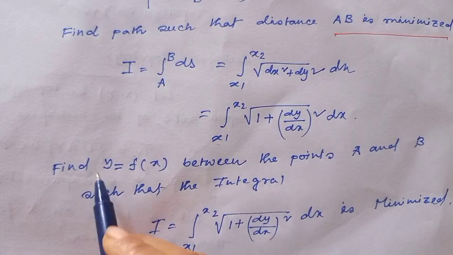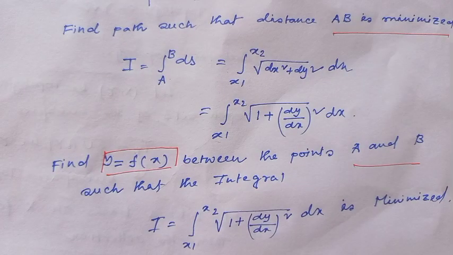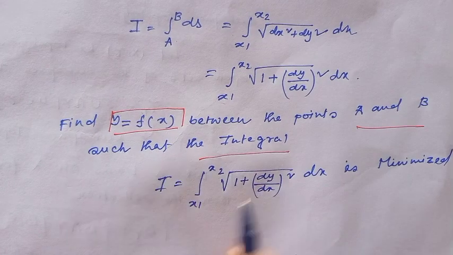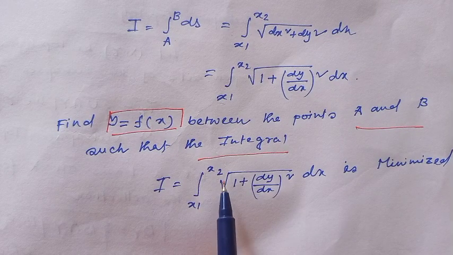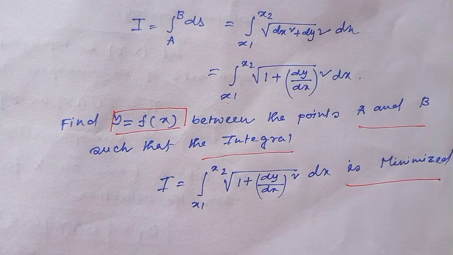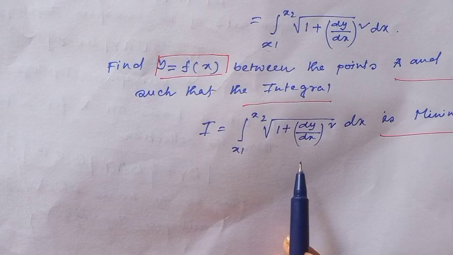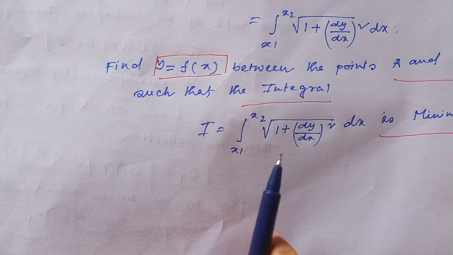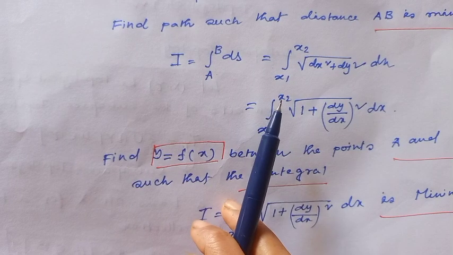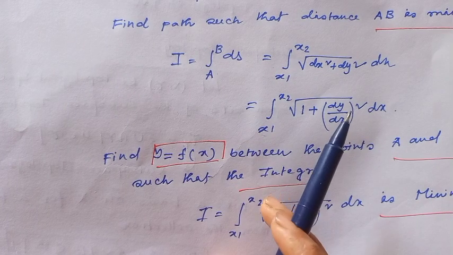Now find y equal to f x between the points A and B, such that the integral I equals integration x1 to x2 square root of 1 plus dy dx whole square dx is minimized. This is actually the function of functionals. Here this is the functional. If you use one function, then you will get one definite integral, and if you use another function, then you will get another definite integral.